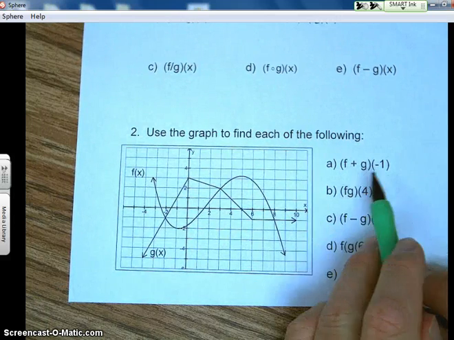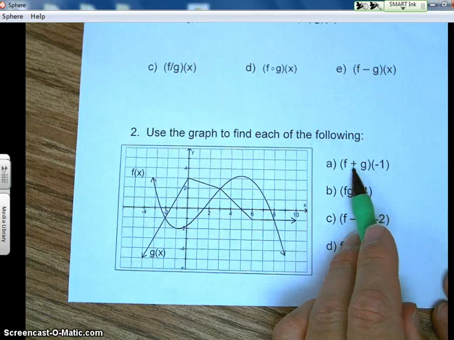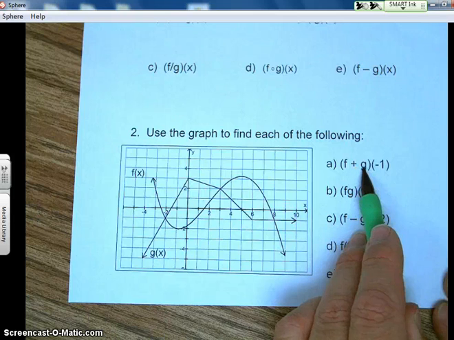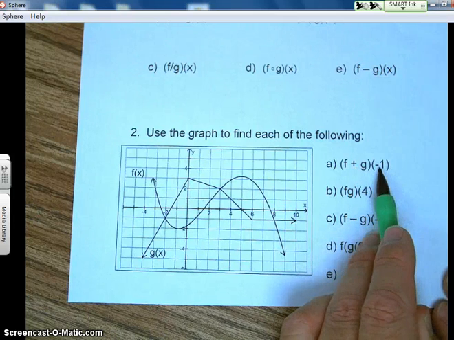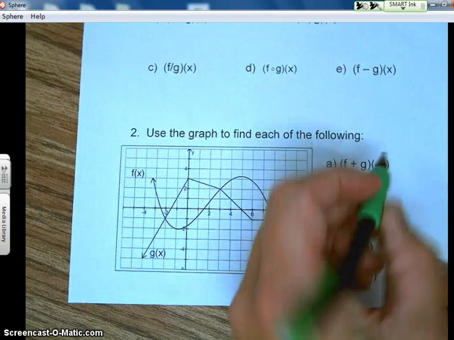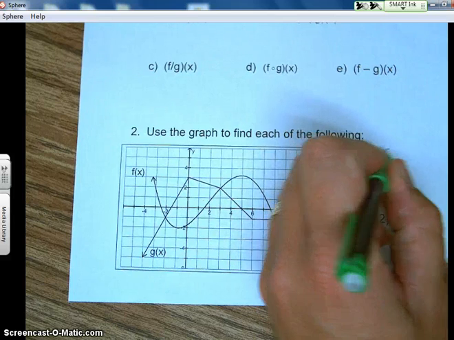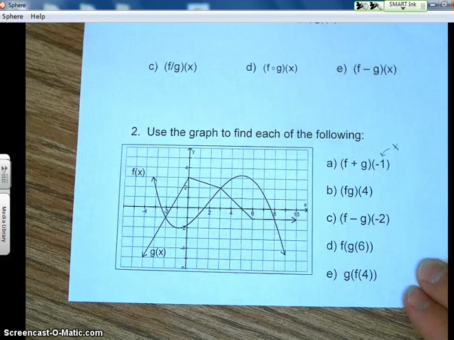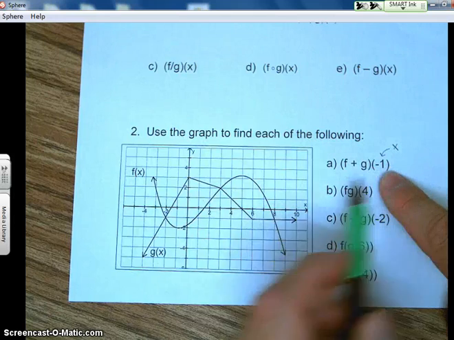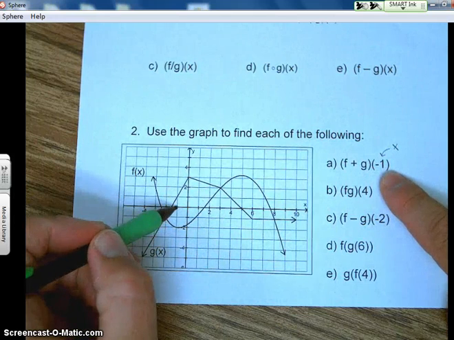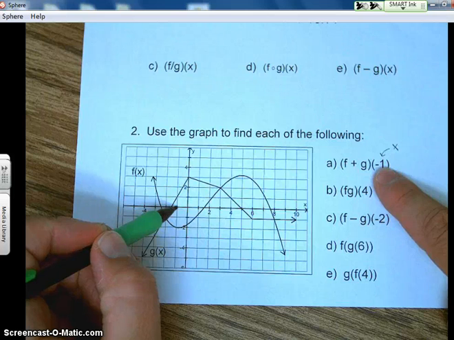First thing we want to do here is it says we want to add the functions together. Function f plus function g when x equals -1. Don't forget that this number in here represents x. So what we want to do is go to -1 on the graph, okay? And we want to add the two function values together.